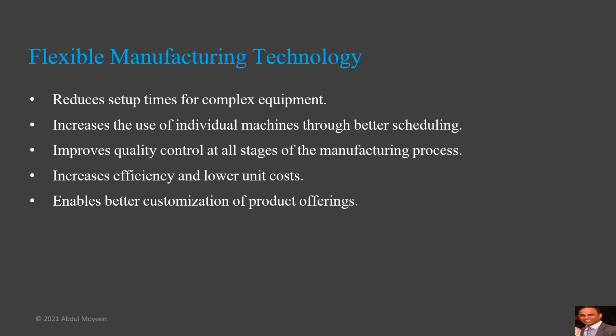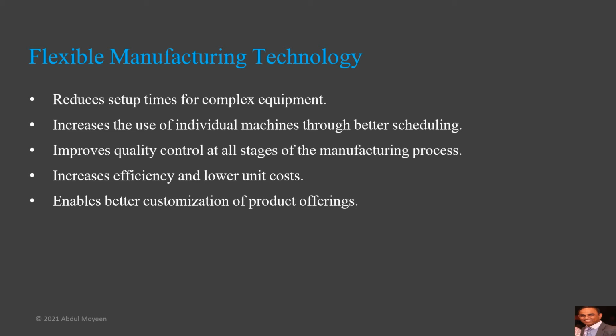So this mainly happens because flexible production or manufacturing technologies cover a range of technologies designed to reduce setup times for complex equipment. It increases the use of individual machines through better scheduling and improves quality control at all stages of the manufacturing process.